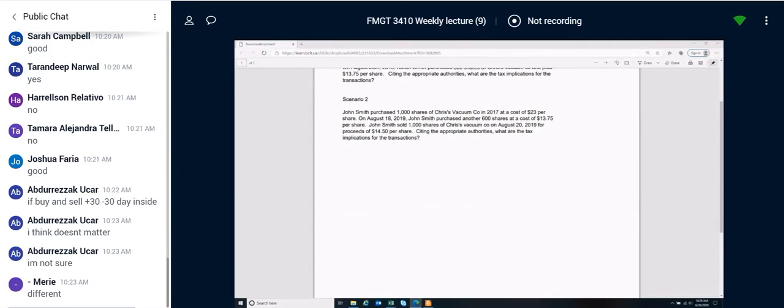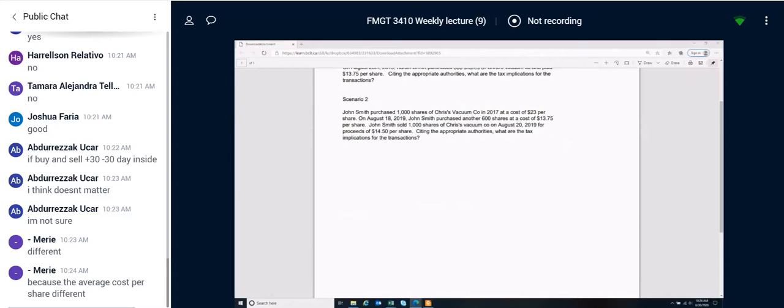All right, anyways. So here's my question. Why are they different? And please don't tell me, oh, Chris would never make it that easy. It can't be the same. Why is it different? Because the average cost per share is different. Do you guys agree? Does anyone have any other opinion why they're different, or is Marie's point the correct point?